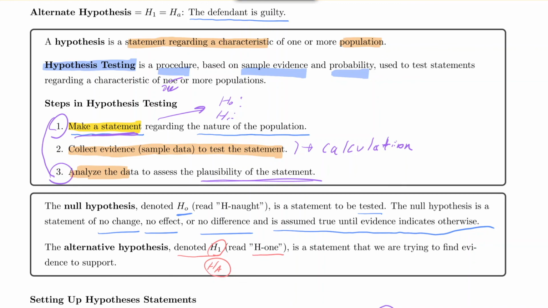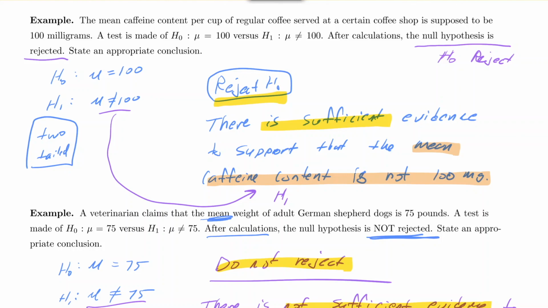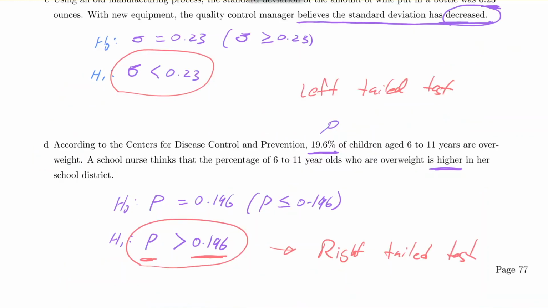We can determine if the alternative hypothesis we make can be supported or not supported. Like in this example, not equal to 100 milligram, right? That's the alternative hypothesis, right? Or let's look at another example. Like in this example, the school district nurse believes that the overweight rate in her school district is actually higher. She believes it's higher. Or let's test it using sample data.